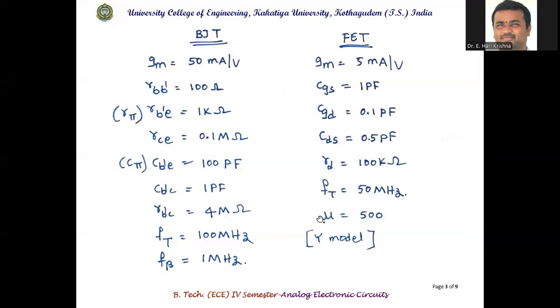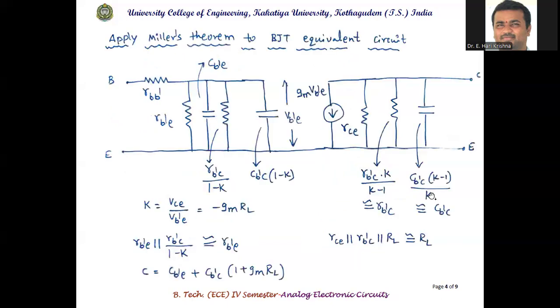Mu is another important parameter, generally called the current amplification factor. Mu is equal to gm into rd, so mu is equal to gm times Rd. And h parameters are generally used for BJT, so similarly, FET Y model parameters will be used.